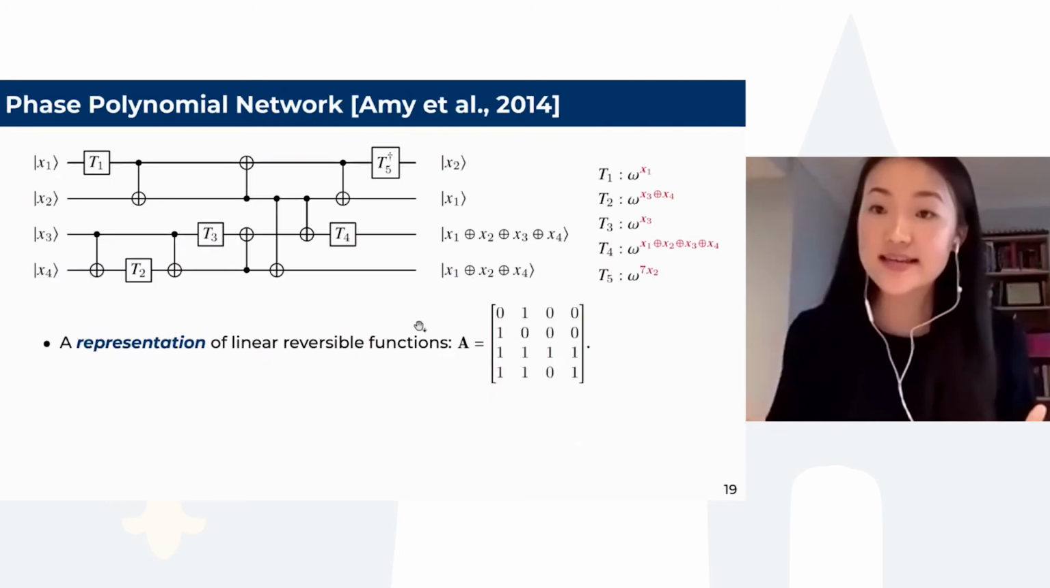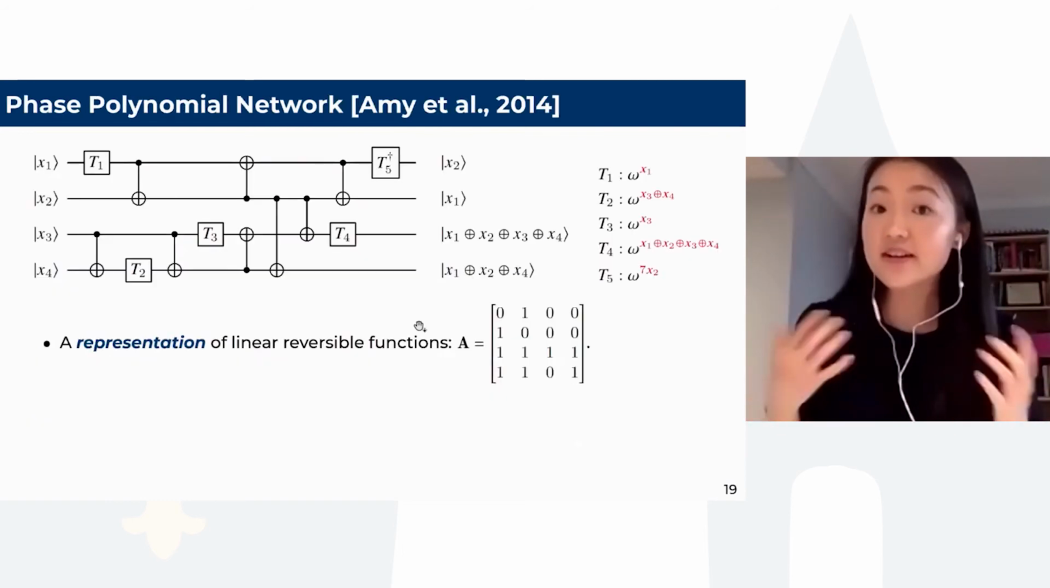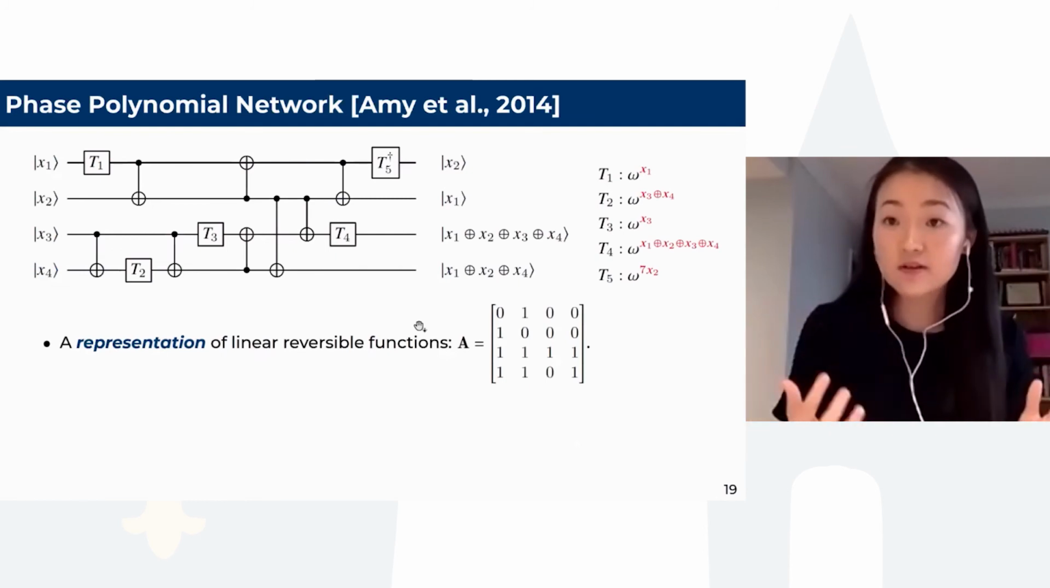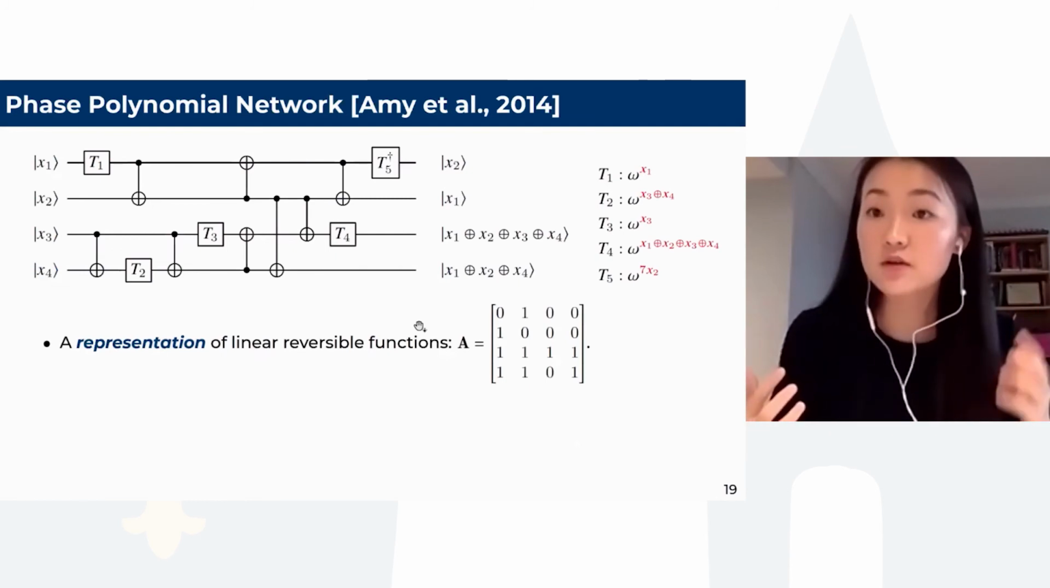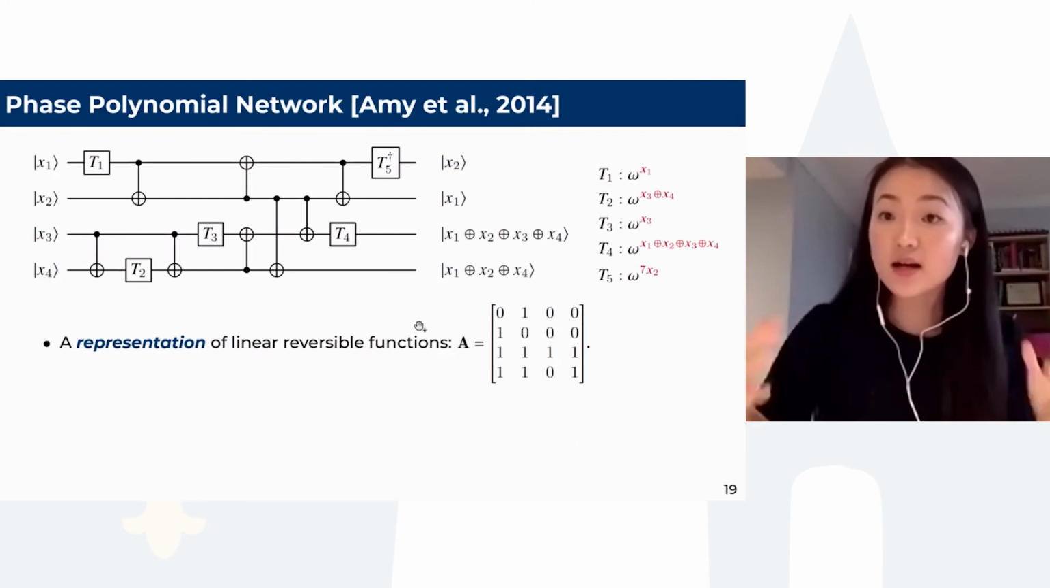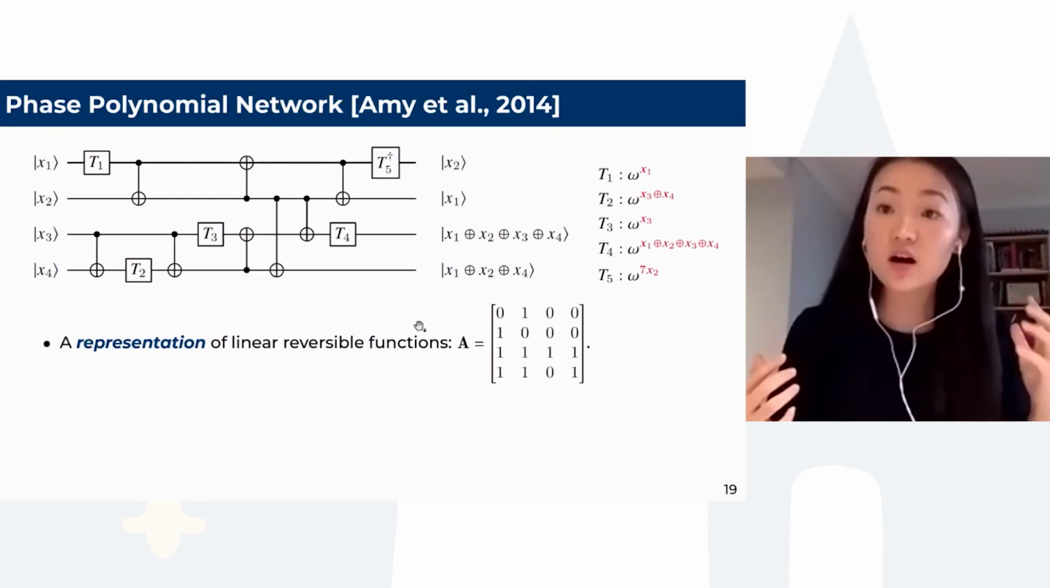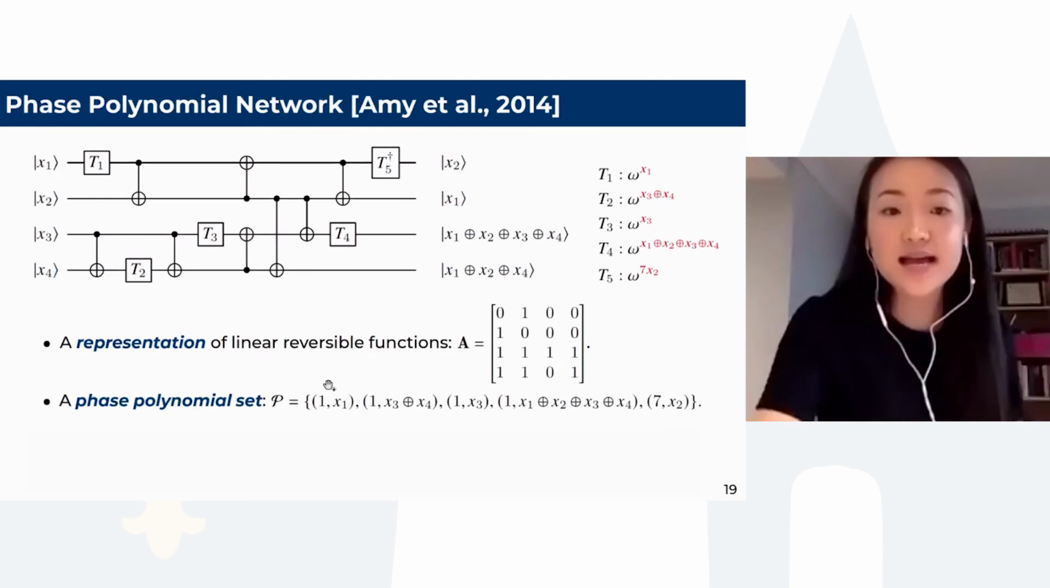Now, in 2014, Amy et al. demonstrated a very nice result. In their paper, they defined something called the phase polynomial network, and they characterized a circuit over the CNOT, NOT, and T gate. So what we do is as follows.